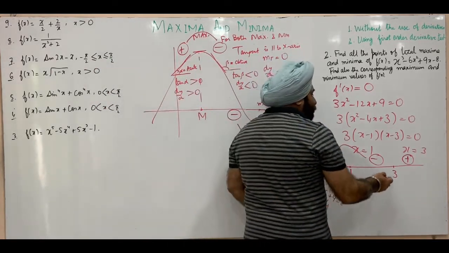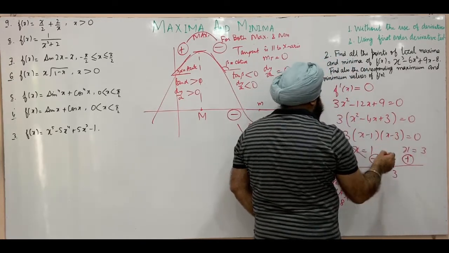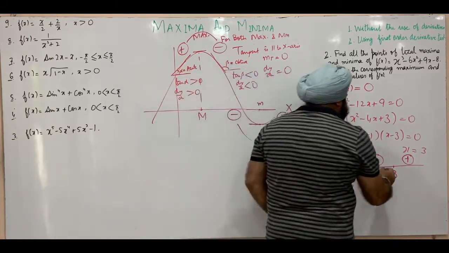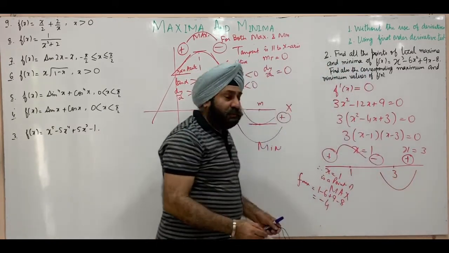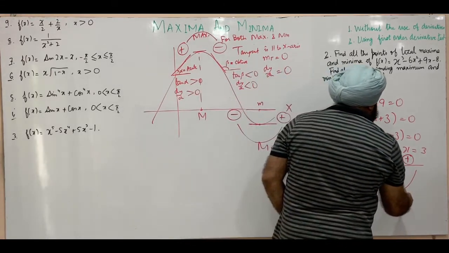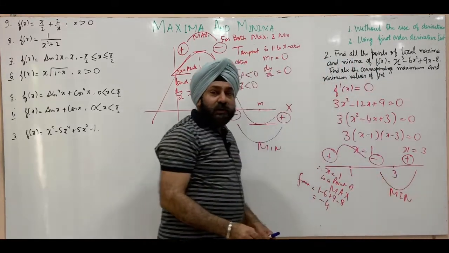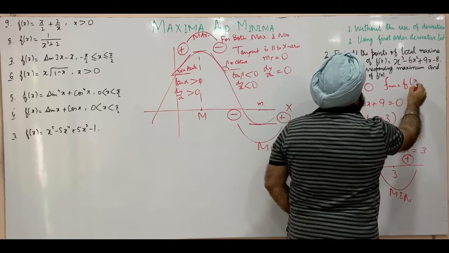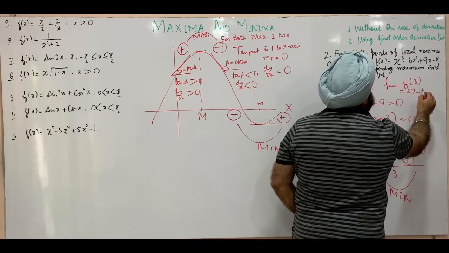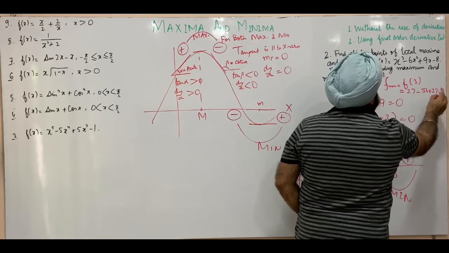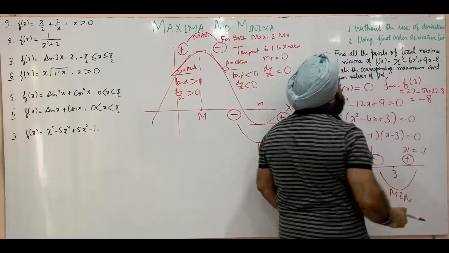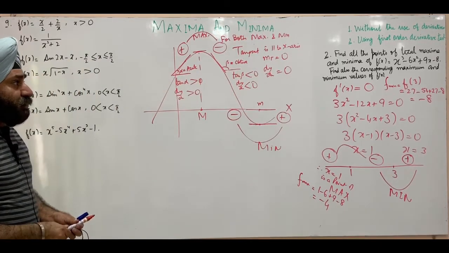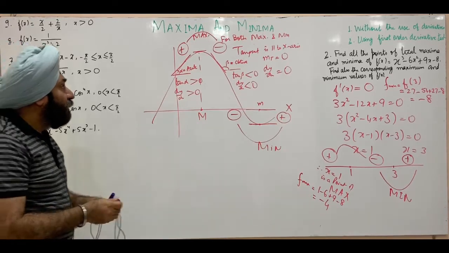Similarly, we can check what type of critical point x is equal to 3 is. So before 3, the derivative has a negative sign and after 3 it's positive. So the change is from negative to positive, that is the point of minima. So x is equal to 3 is the point of minima. And what about the minimum value of the function? That will be f of 3. That's 27 minus 54 plus 27 minus 8. This is minus 8. The minimum value of the function is minus 8. So this is how we use the first order derivative test to find the maximum and minimum.